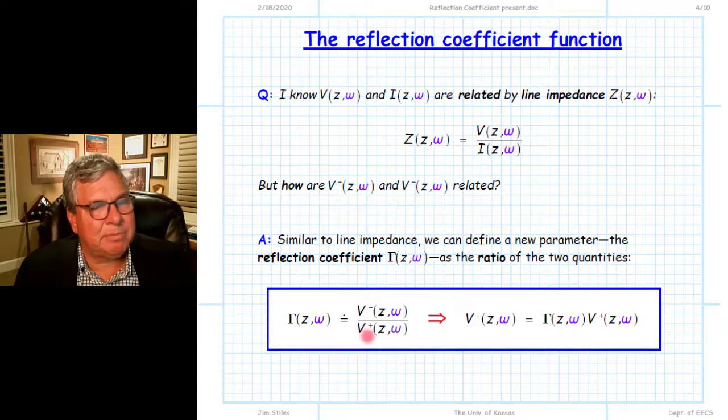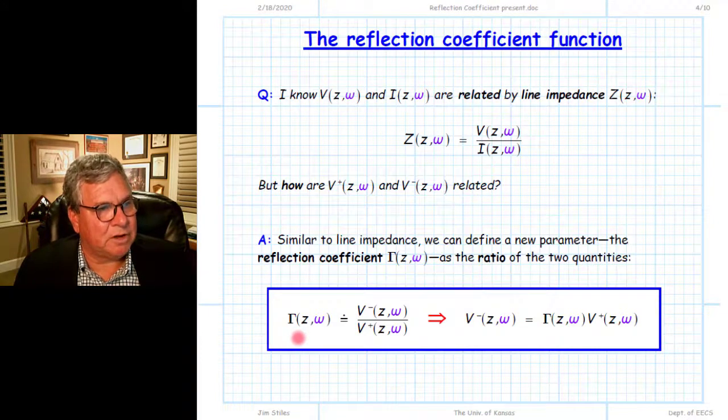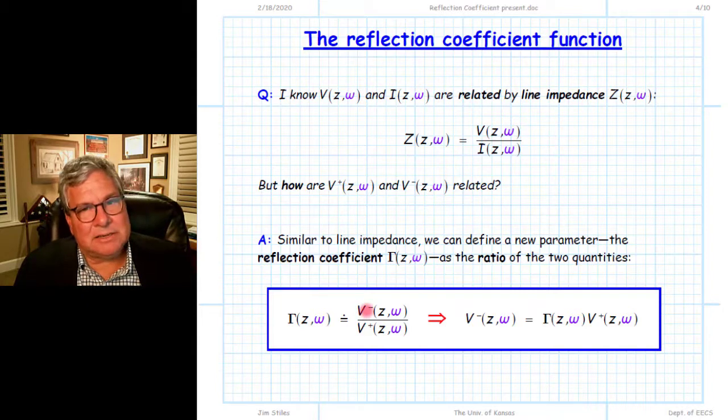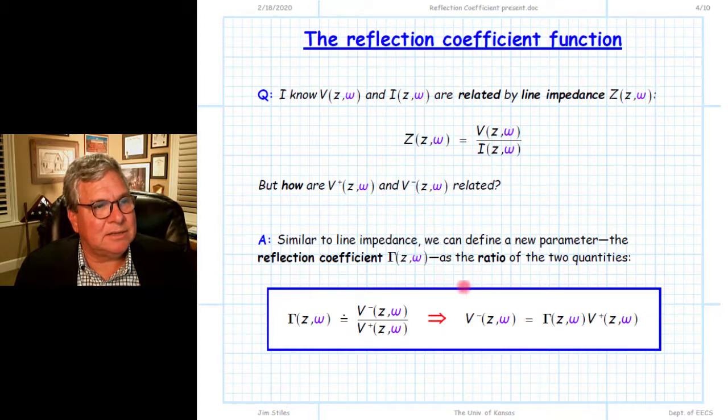And the ratio of V minus to V plus then is a new function that we call the reflection coefficient function. So V minus is a complex function of position and frequency. V plus is a complex function of position z and frequency omega. And so the ratio of the two, this reflection coefficient function, now is likewise going to be a complex function of position z and frequency omega. Given this definition, we can go through and rewrite this expression. The plus wave voltage times the reflection coefficient function is going to give us the minus wave voltage there.